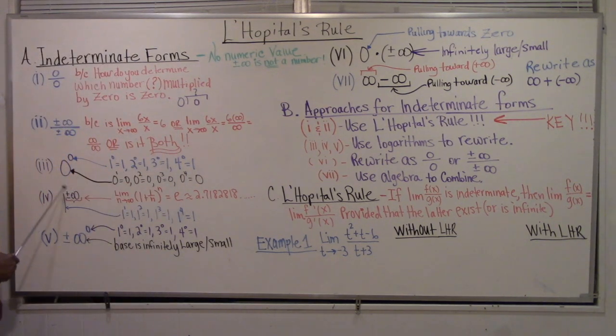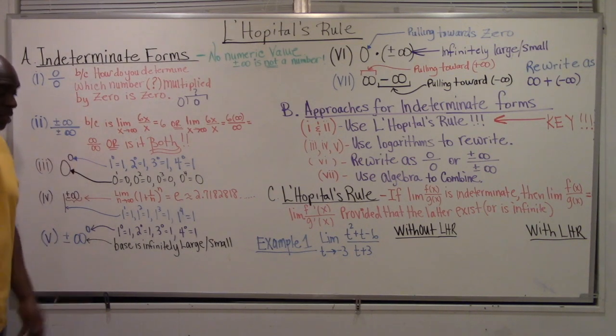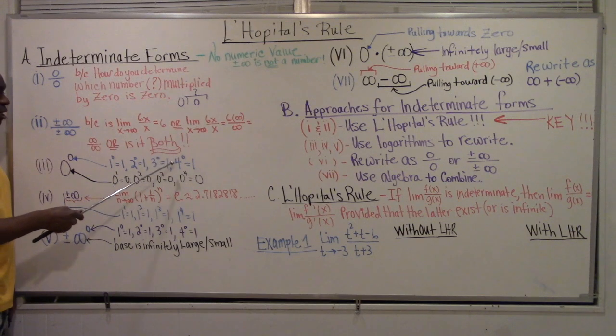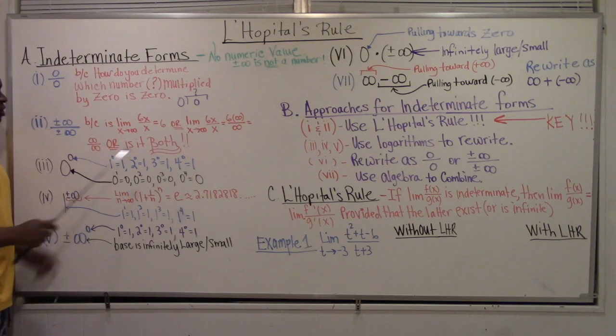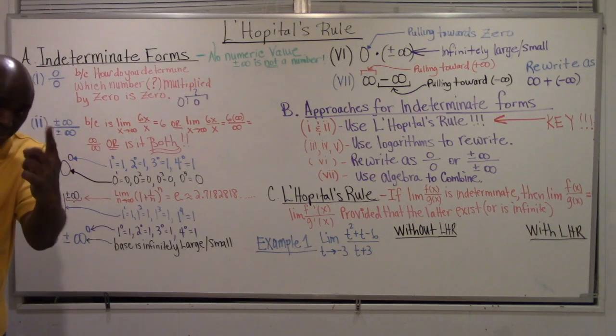All right. 0 to the power of 0 is also a what? Indeterminate form. Why? Because, watch this. The power of 0 pulls everything towards 1. Look at the power of 0. 1 to the power of 0, 1. 2 to the power of 0, 1. 3 to the power of 0, 1. 4 to the power of 0, 1. So the power pulls everything toward 1.